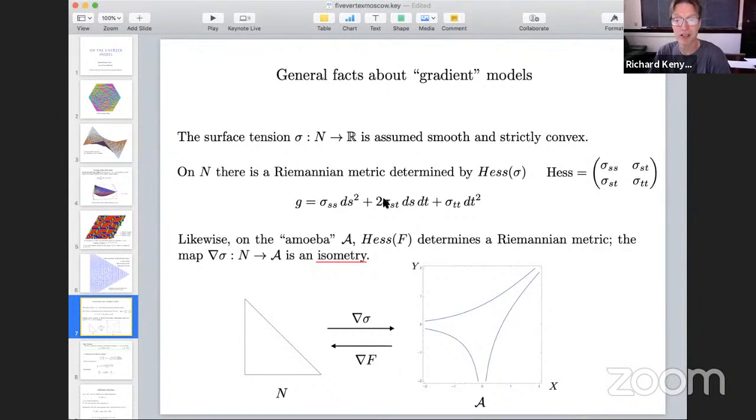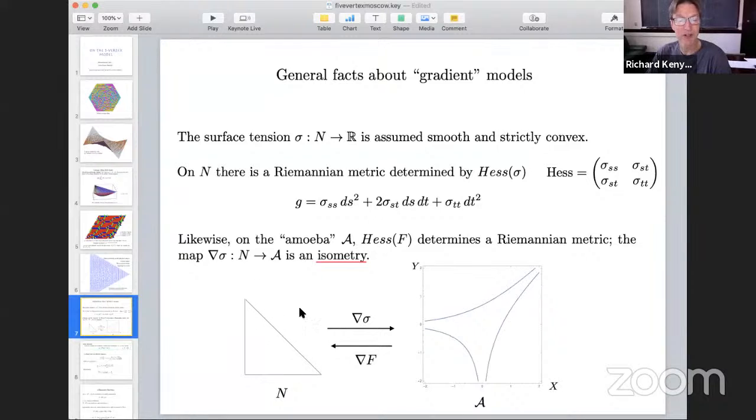the strictly convex function. Because it's strictly convex, you can define on that region a Riemannian metric just from the Hessian matrix of sigma, which is a positive definite matrix. The matrix of second derivatives is positive definite by strict convexity, and therefore you can make a metric. It's not the first thing you would think to do, but there is a well-defined metric on the domain of sigma, which is just a Riemannian metric made from the components of the matrix of second derivatives.